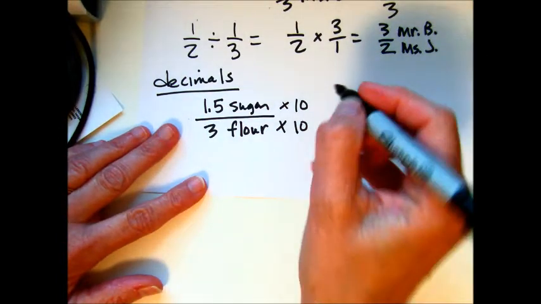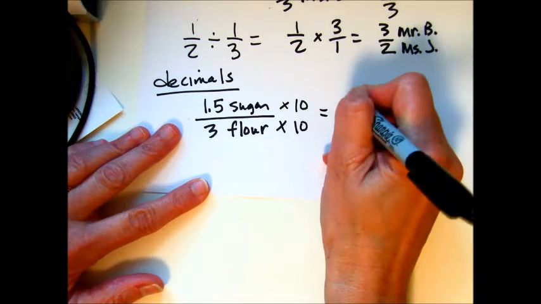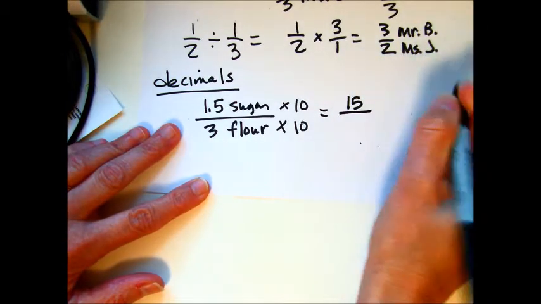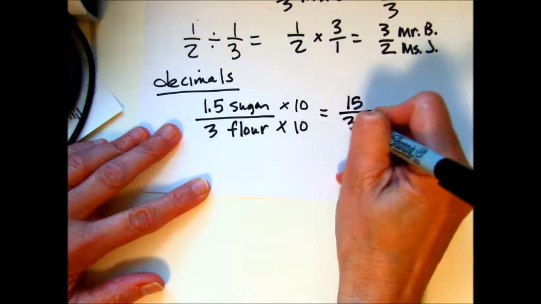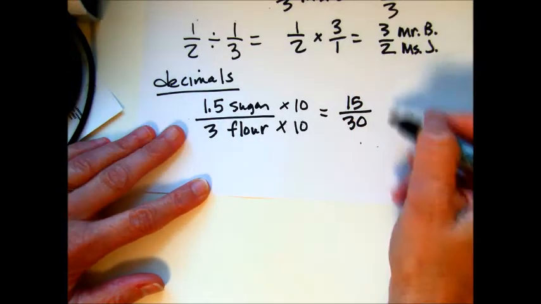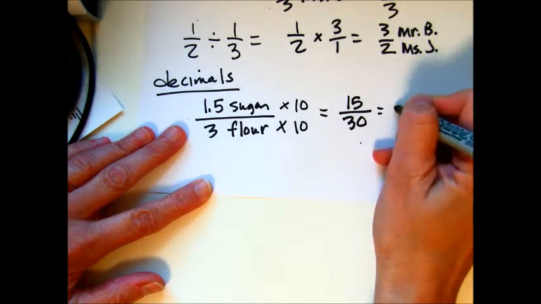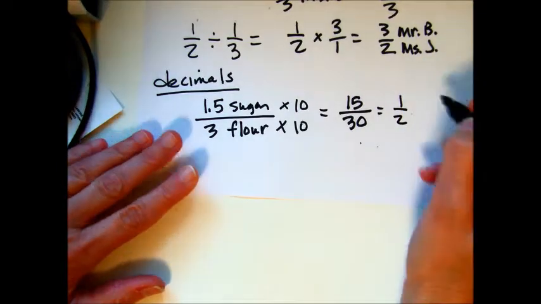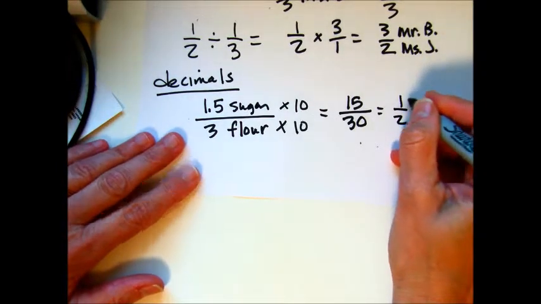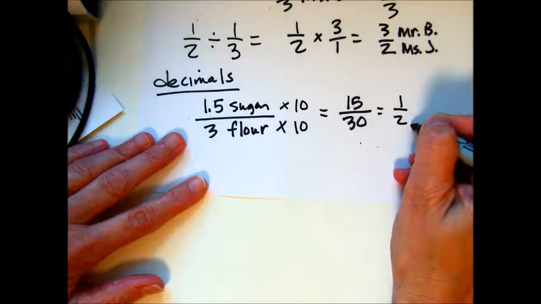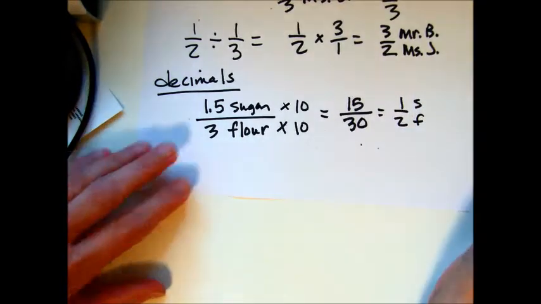So this can be rewritten as 15 over 30. And then, of course, we can reduce. That's going to become 1/2. So for every part of sugar, we're going to have 2 parts flour. So sugar, flour.